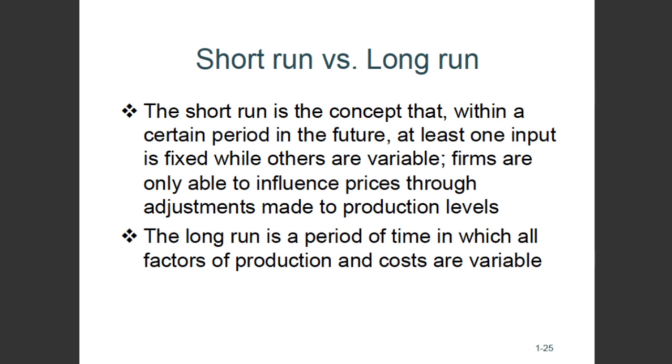In the short run, firms are only able to influence prices through adjustments made to production levels. So that's a very important characteristic or horizon to distinguish the short and the long run.